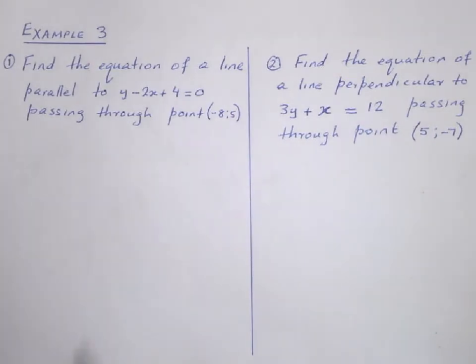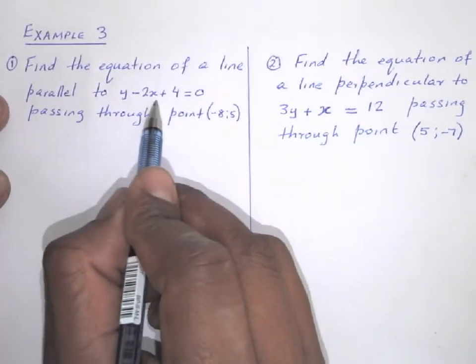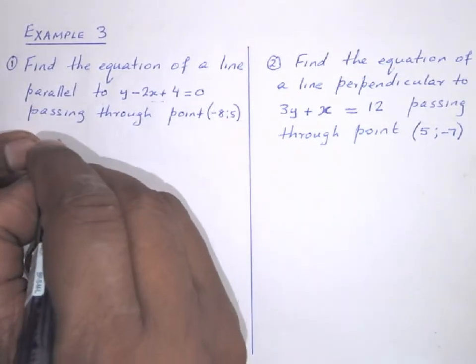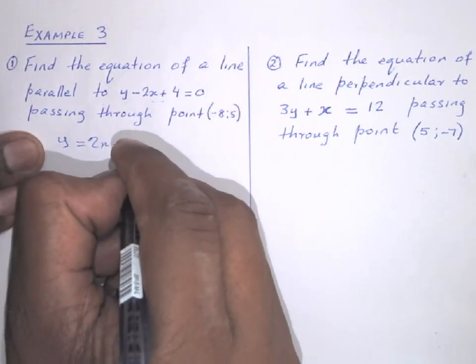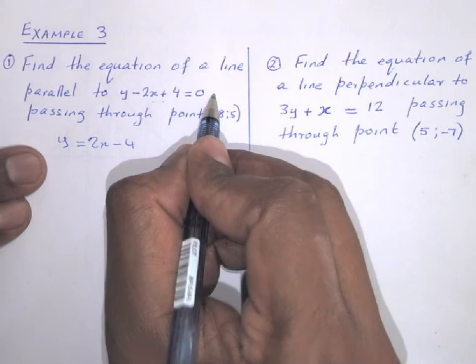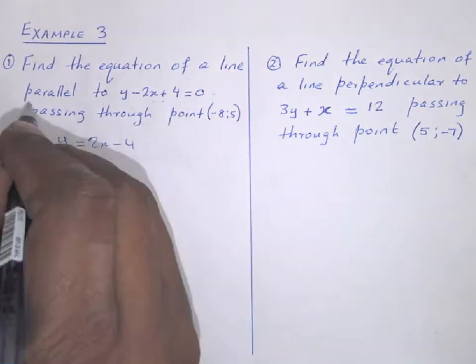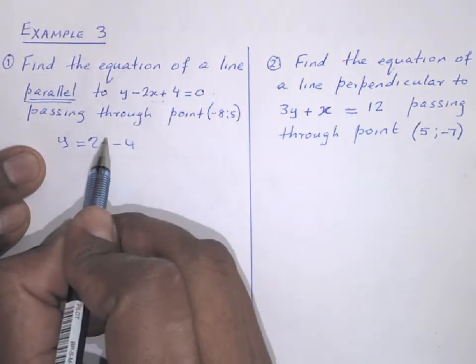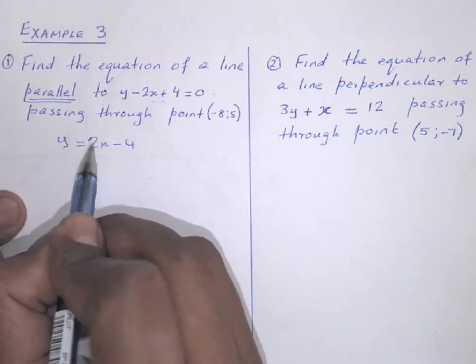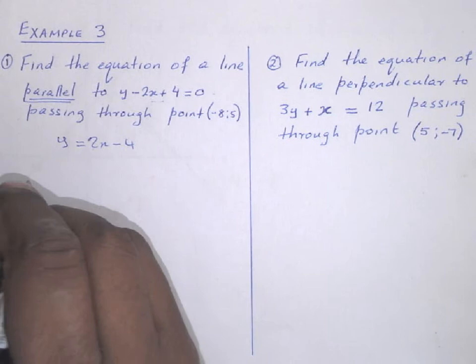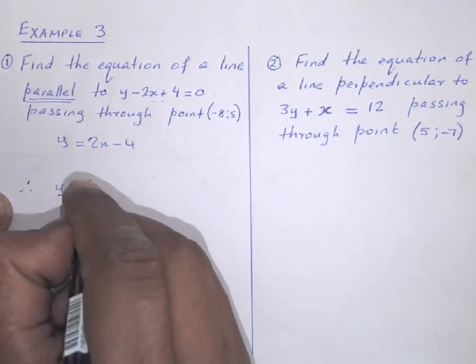It says find the equation of a line that is parallel to this one. Okay, in standard form, y is equal to 2x minus 4 if I take this to the other side. So for the lines to be parallel, they must have the same gradient. So the gradient of the other line that I'm looking for must also be 2. Therefore, I can start by saying y is equal to 2x.